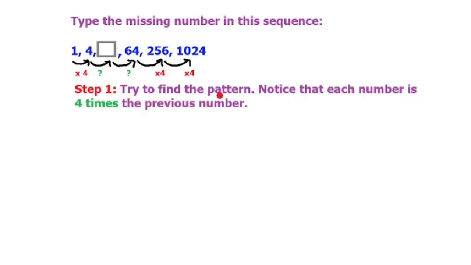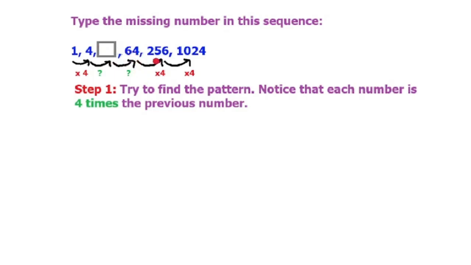So step one, and make sure to listen to all the steps: try to find the pattern. Notice that each number is 4 times the previous number. So we go from 1 to 4, you multiply by 4. We don't know what you do for here, and we don't know what you do for here, right? Because we have a blank here, and somehow we're going to get 64.